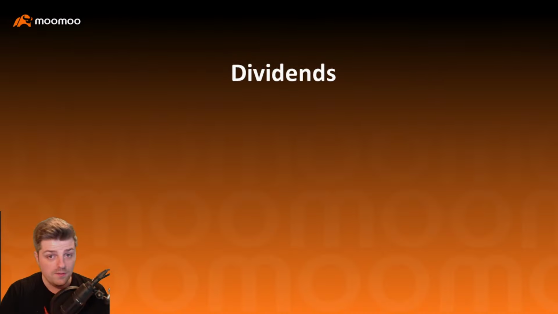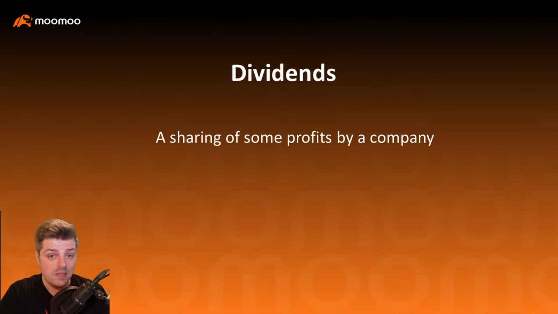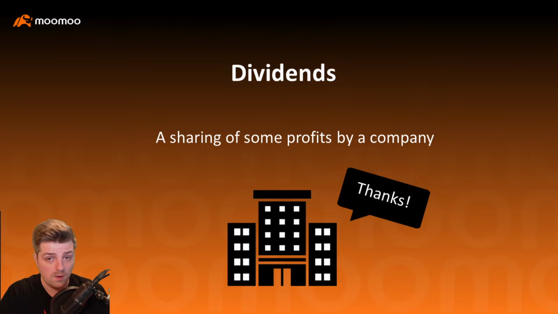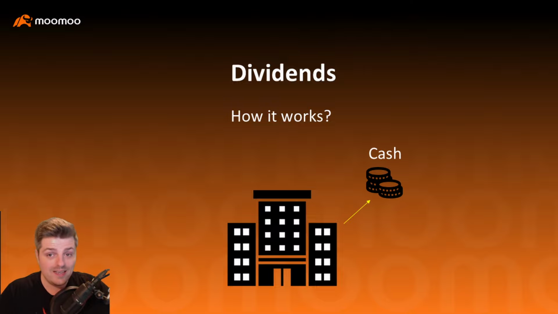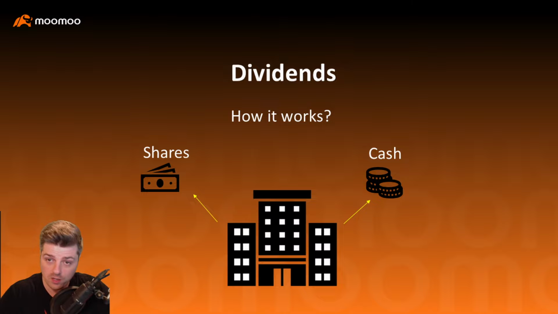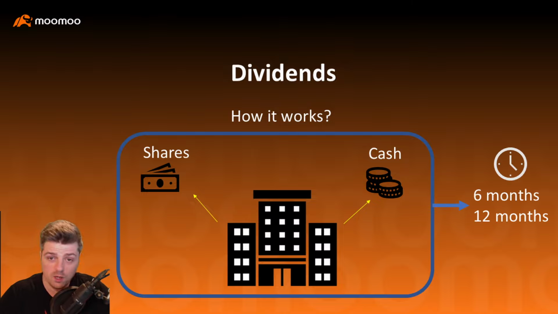So what are dividends? They're basically a way for companies to share some of their profits with their shareholders. Think of it like a thank you gift from the company for owning their stock. And here's how it works. A dividend is a cash payment most often. However, sometimes it can be a share of stock that a company gives to its shareholders. It's typically paid out on a regular schedule, like quarterly or half yearly.